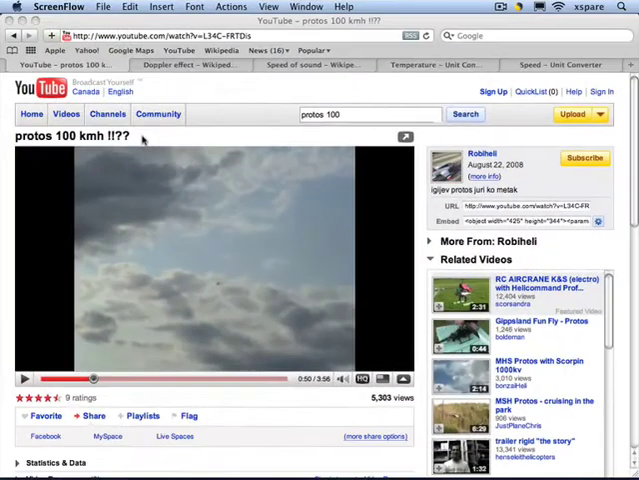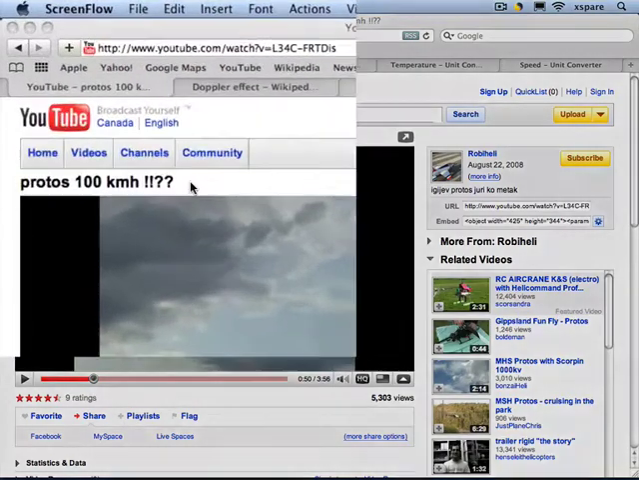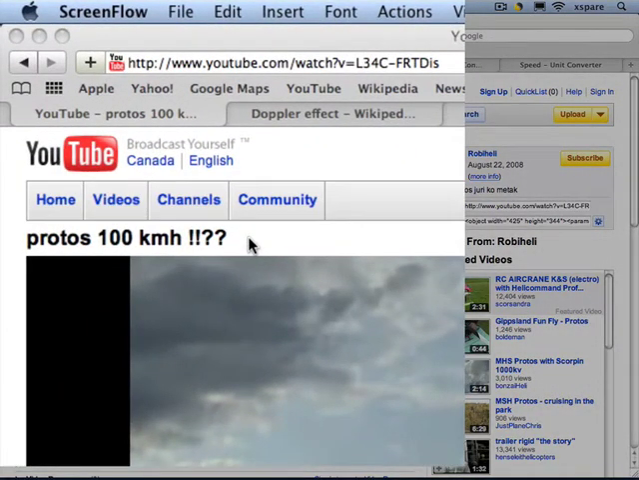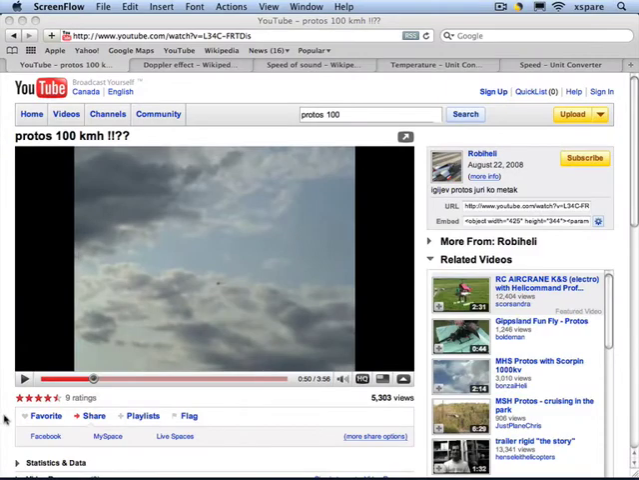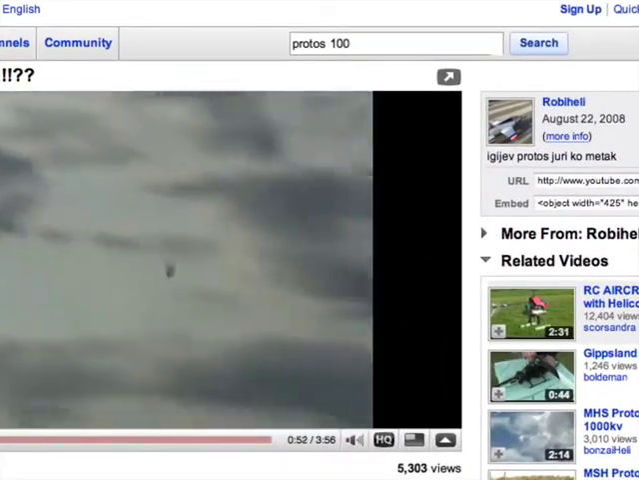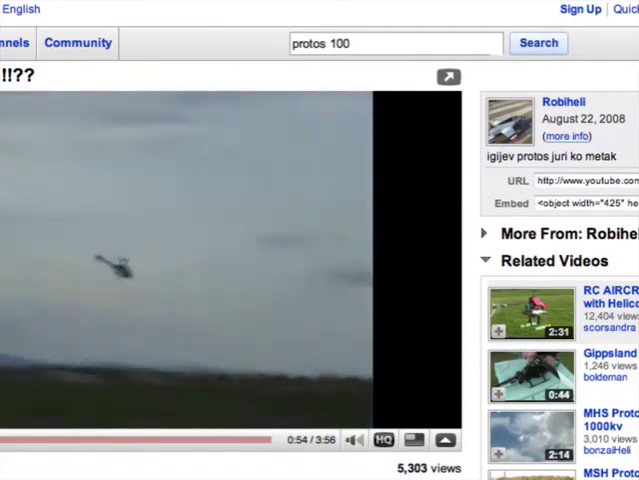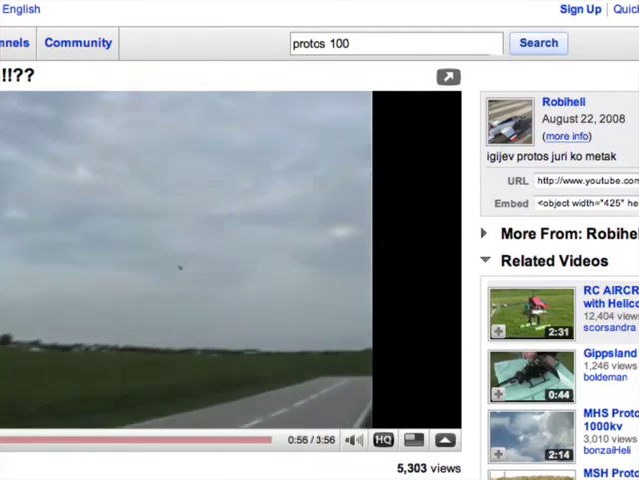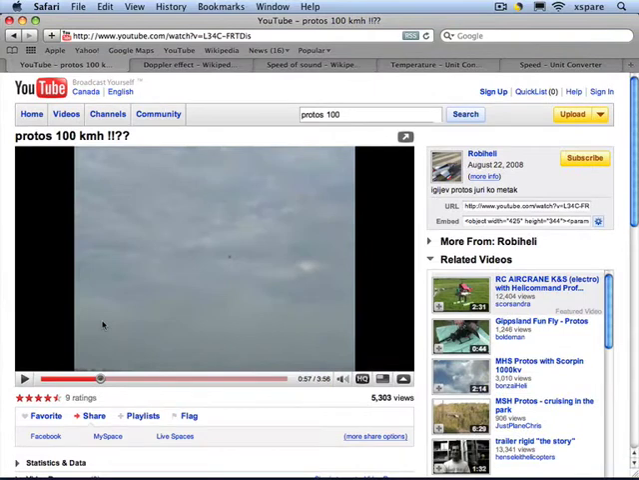Hi folks, tonight we're going to use the do-it-yourself hat cam to take a Doppler run of a Protos. This is a nice video on YouTube and you can find it at this link if you're interested. Let's take a look. Looks good.